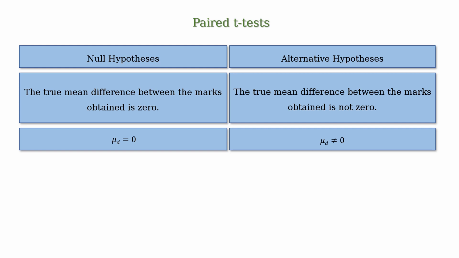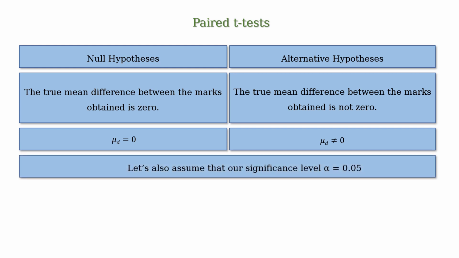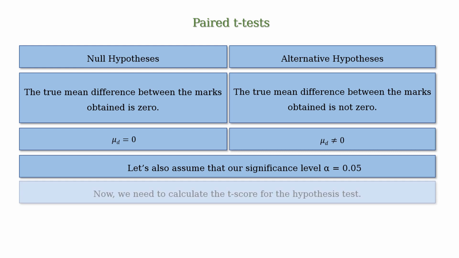Please note that the sample mean difference is the point estimate of mu d. So, we will perform a two-tailed hypothesis test. Let's also assume that the significance level is 0.05. So, given the differences in test scores, we will first calculate the t-statistic or t-score.